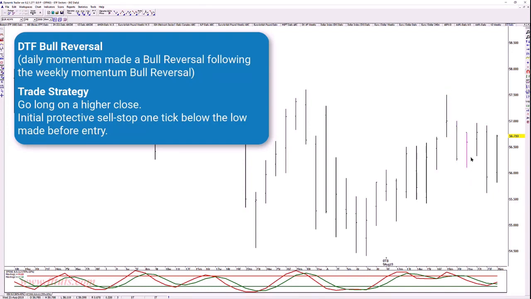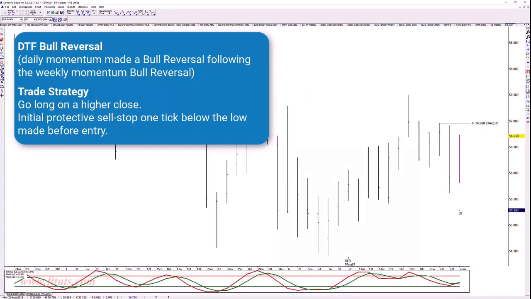Now, since this looks like a perfect ABC, we've got a well-defined swing high. It could be either a trade above this swing high or a higher daily close. And where would the stop be? Real logical, real simple: the low made prior to entry, prior to the daily momentum bull reversal. So the stop would be this swing low or this close.